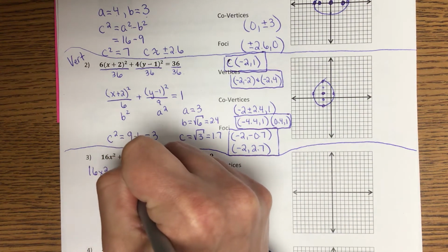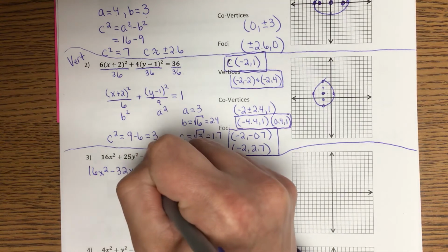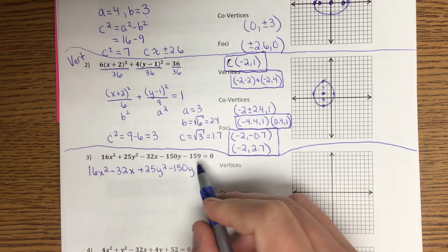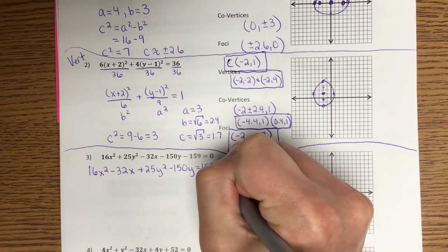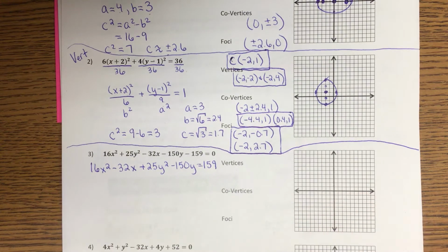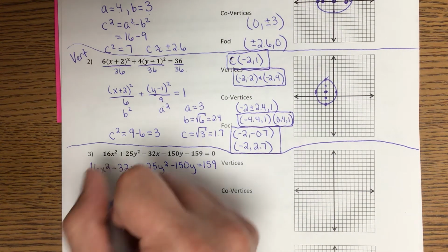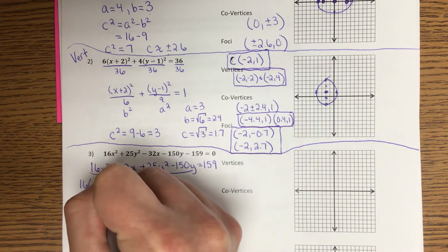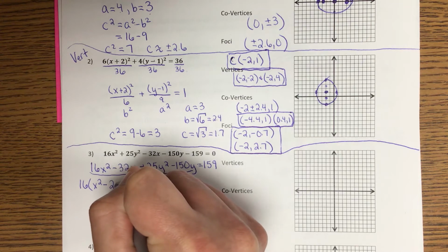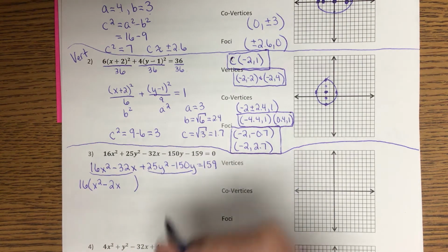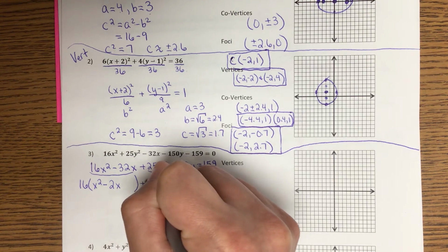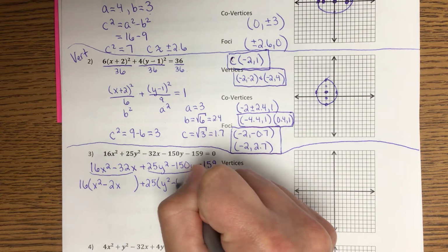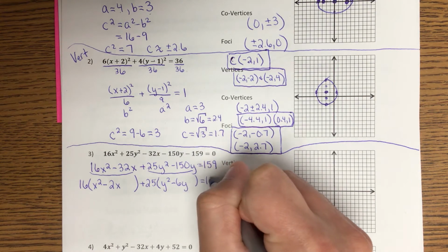I'm going to group the x's together. I'm going to group the y's together. And then I'm going to add the 159 to the other side because it doesn't have a variable. Now I'm going to try to complete the square with the x's and the y's. So the first thing I'm going to do is take out a 16 from the x values, and then I'm going to leave a space. Then I'm going to take out a 25 from the y values. So that's 6. Leave a little bit of space, and then I have 159.